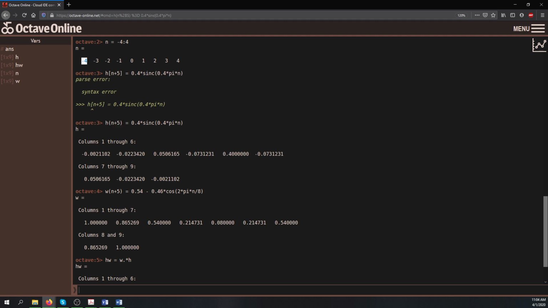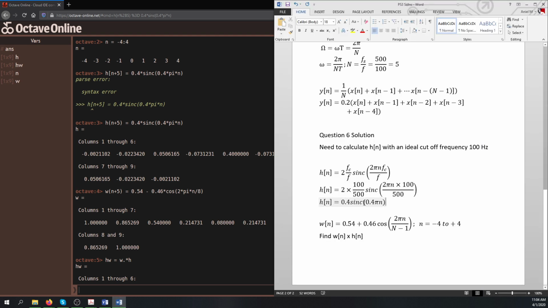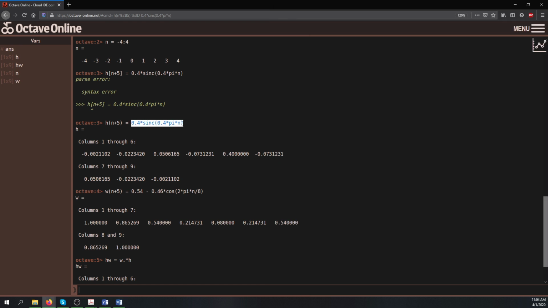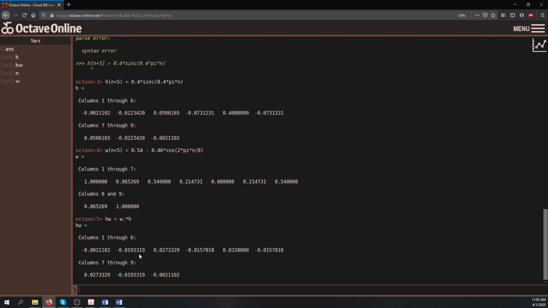So this is negative 4 here. We need to offset the index here, so that way it goes to h1. But the equation that we had from before here, which is 0.4 sinc 0.4 pi n, we could just plug that in accordingly here and it will work. So we get our h here, we do the same thing for w, and then we calculate out for h of w.